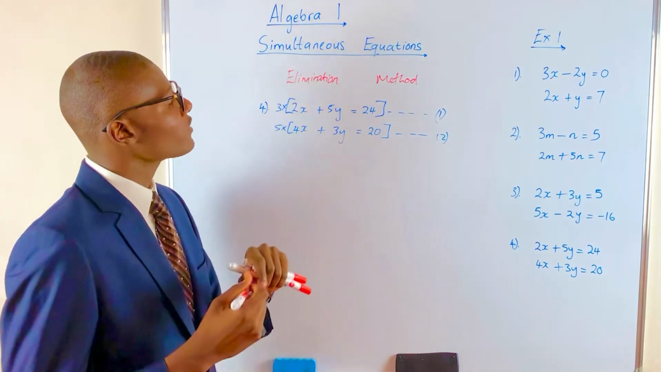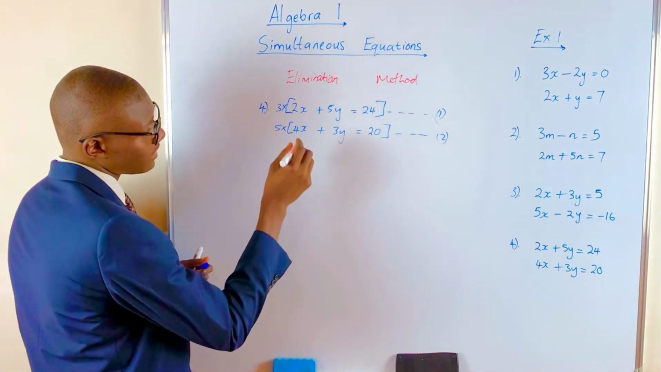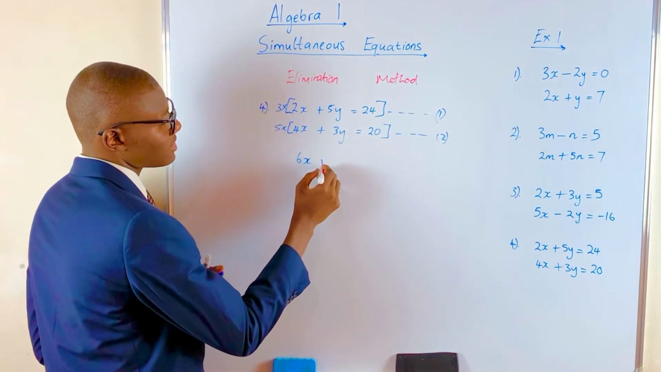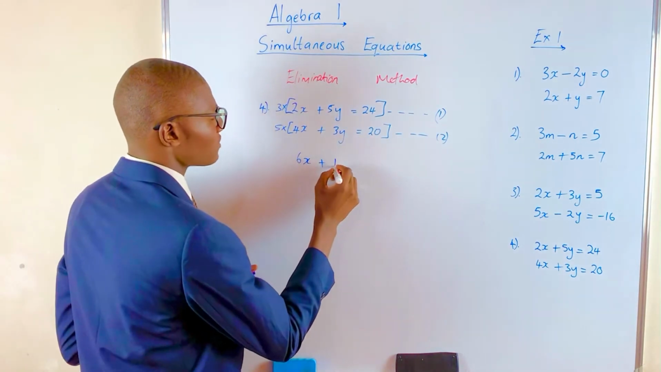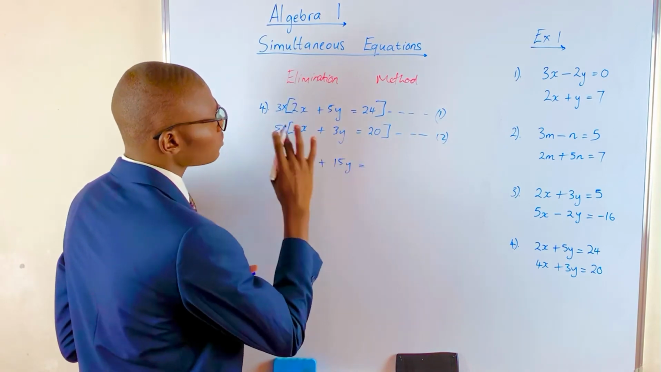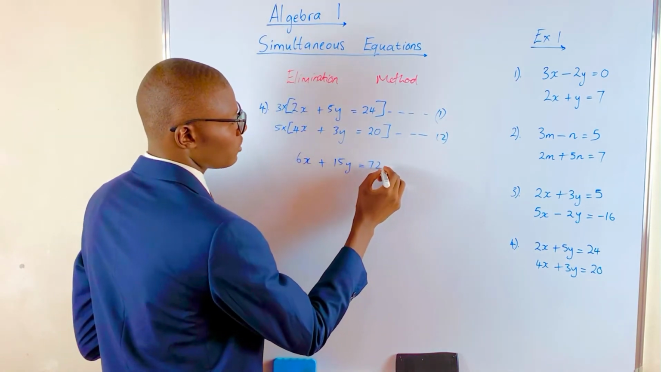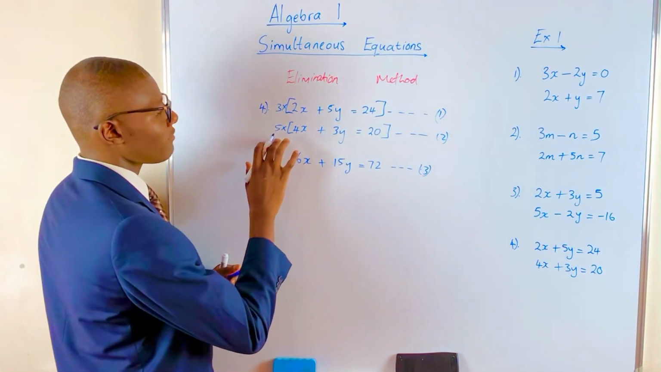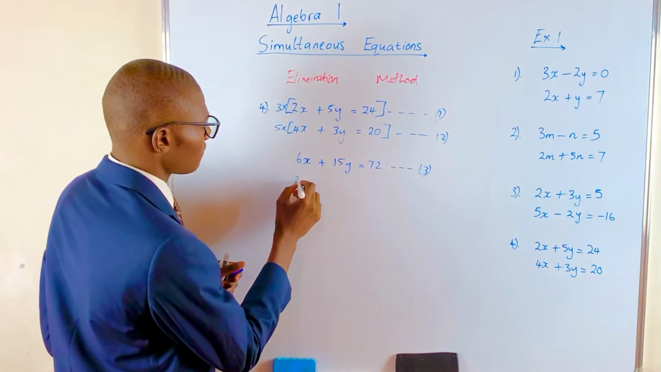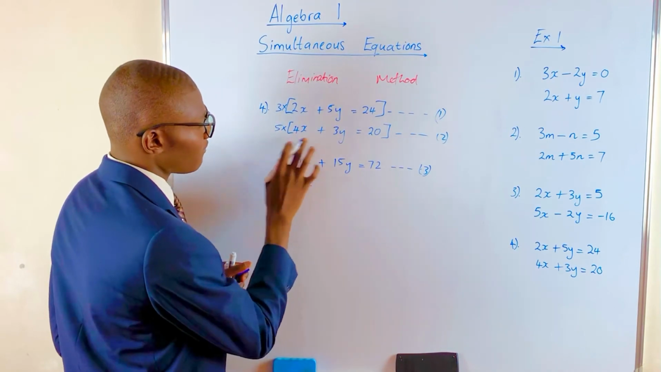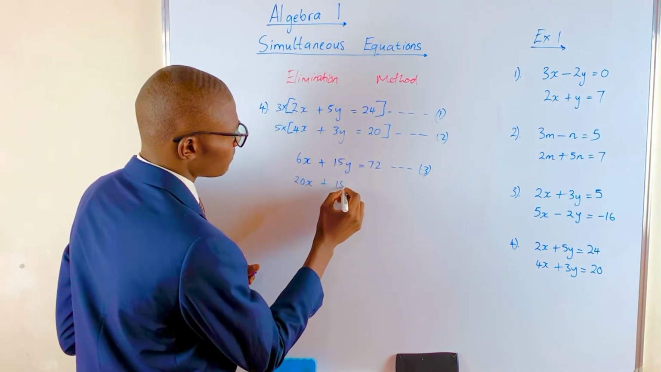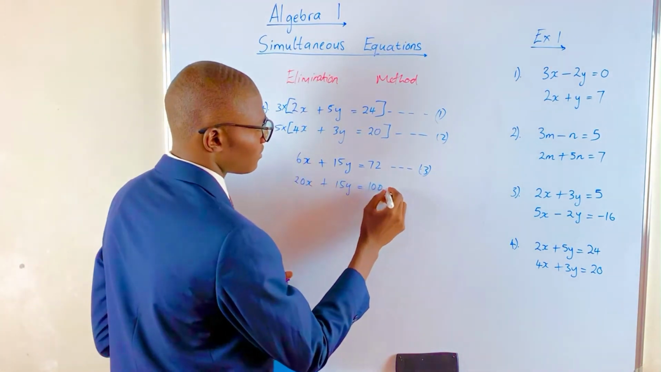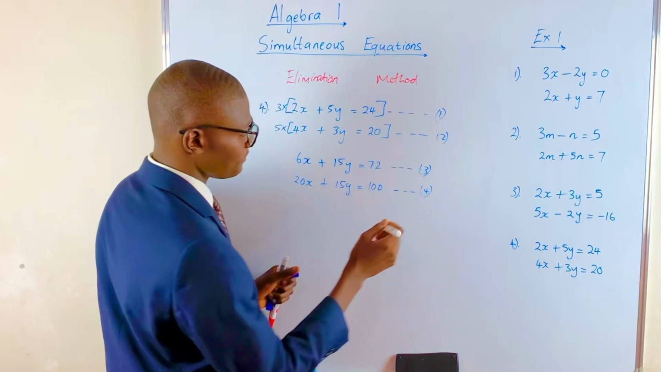So now multiplying throughout for equation 1, we've got 3 times 2x to give us 6x, then plus 3 times 5y to give us 15y, being equal to 3 times 24 to give us 72. So this is now equation 3. And then 5 times 4x will give us 20x, then 5 times 3y will give us 15y, 5 times 20 will give us 100. So this is now equation 4.